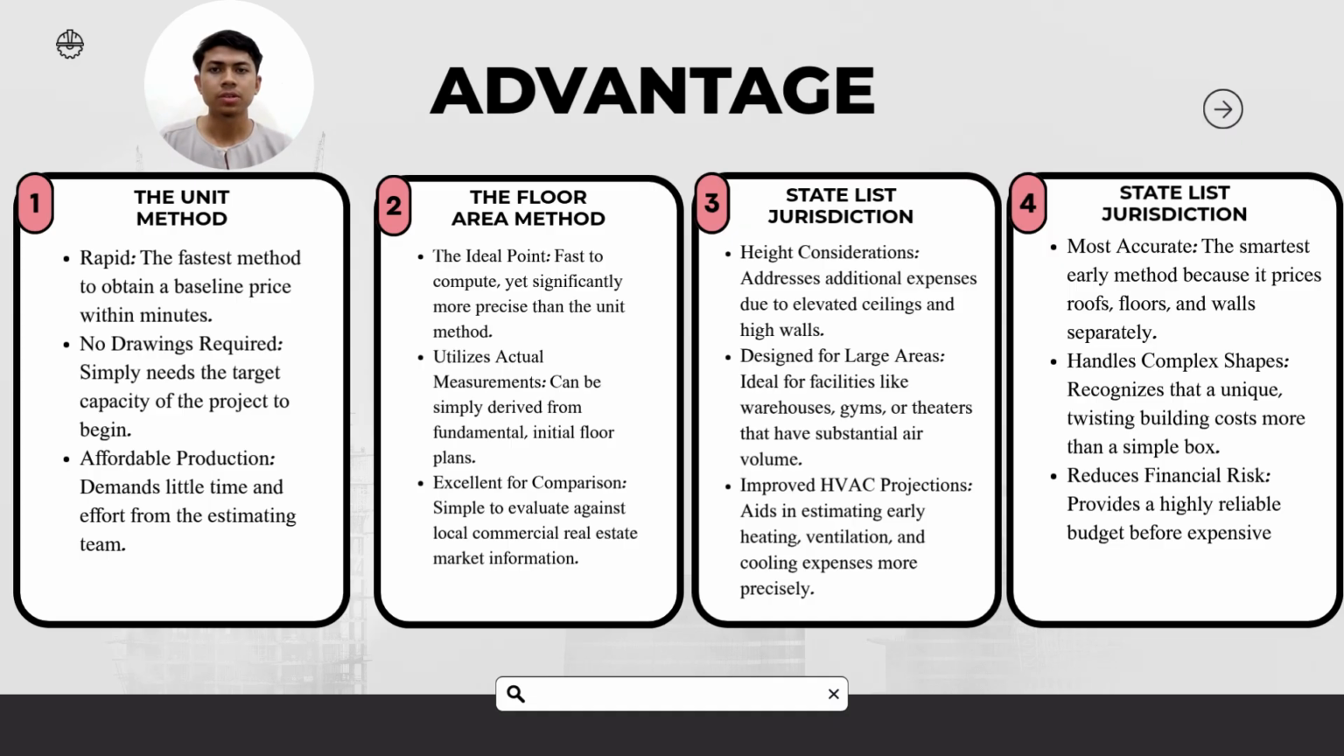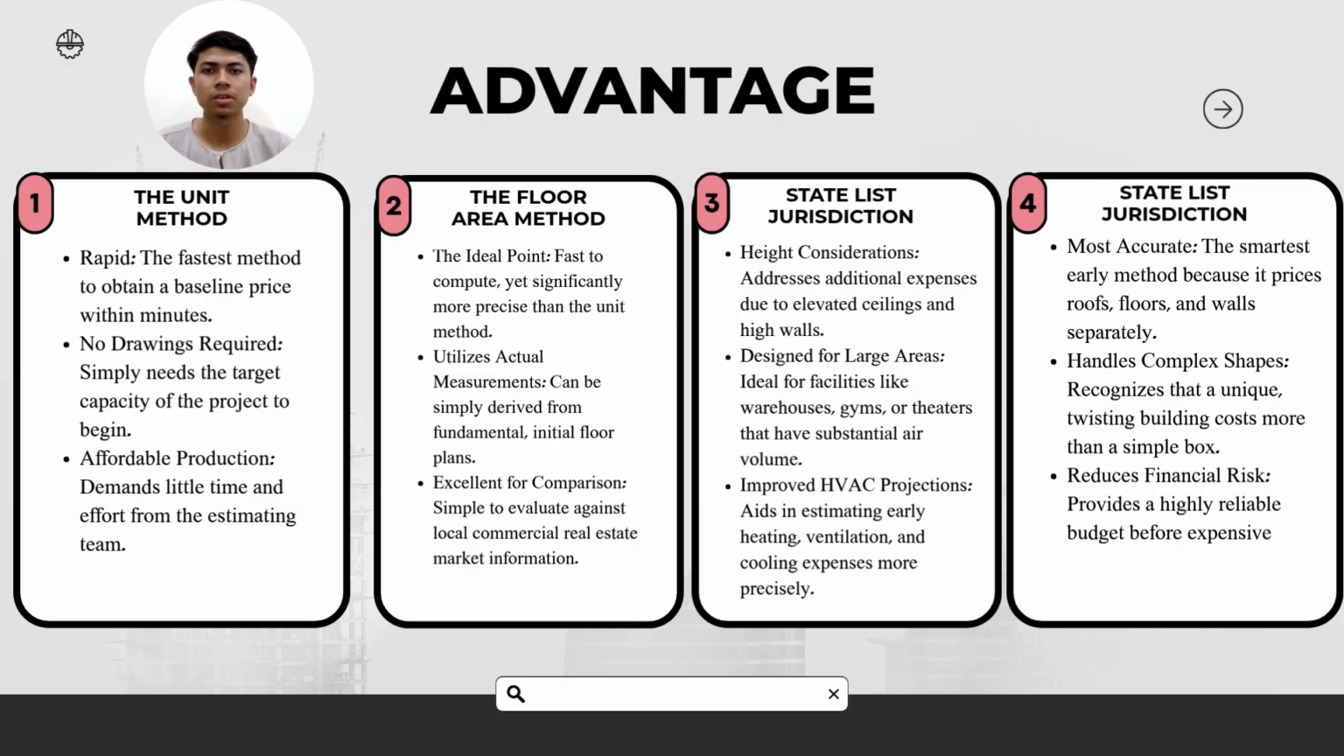Okay, for the next one, we have advantages and limitations. Each estimating method has its own strengths and weaknesses. For the first one, we have the unit method. It is very quick and requires minimal information, but it is the least accurate. For the second one, we have the floor area method. It is more reliable because it uses actual floor measurements and it is suitable for comparing similar projects.